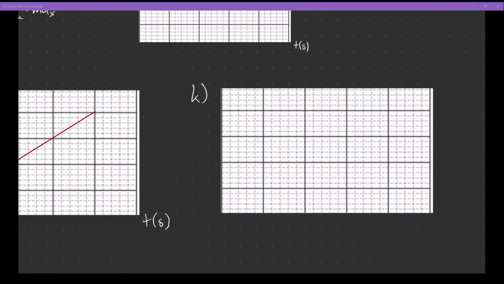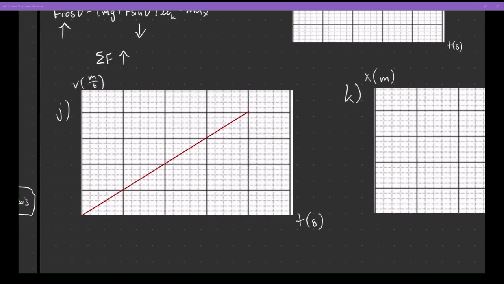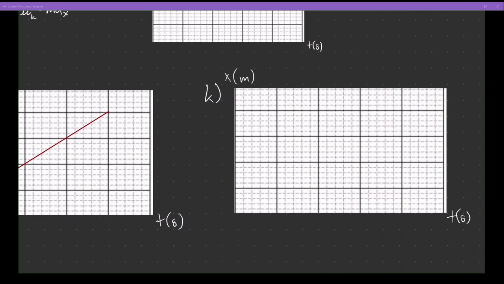And then finally for part K, it just asked for a position versus time graph. So this axis down here is just in seconds, and this axis right here is x, units in meters. And so since the velocity graph was a linear straight line, this is a quadratic increasing line that looks about something like this.